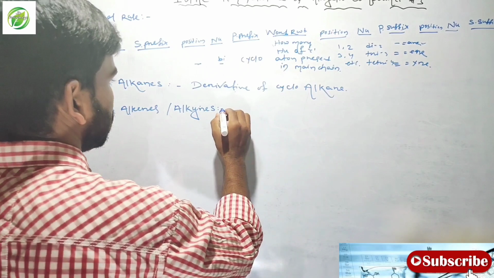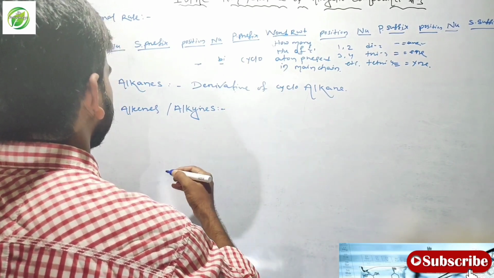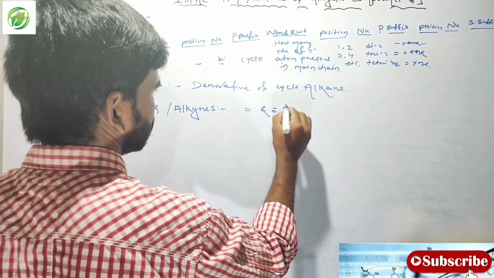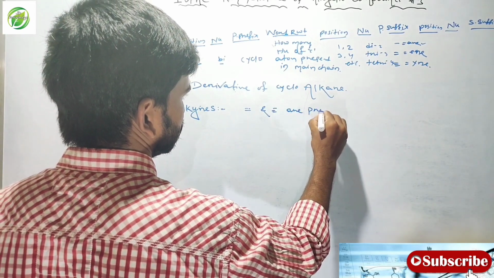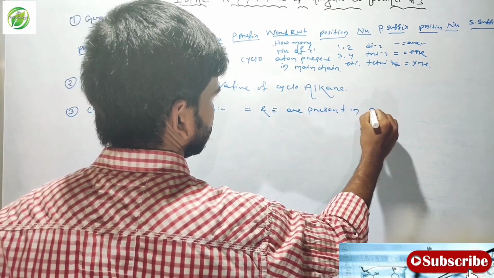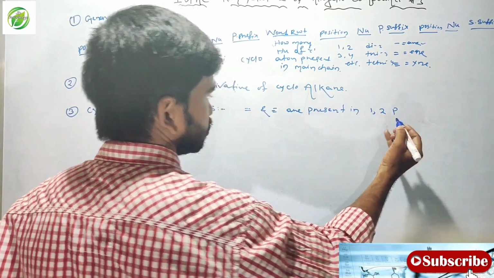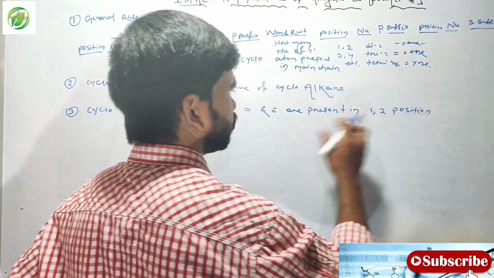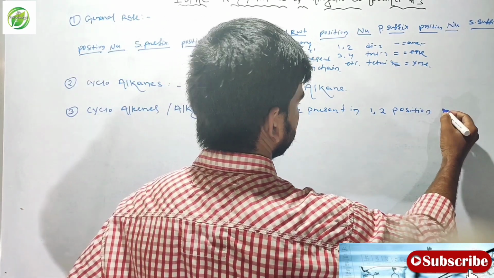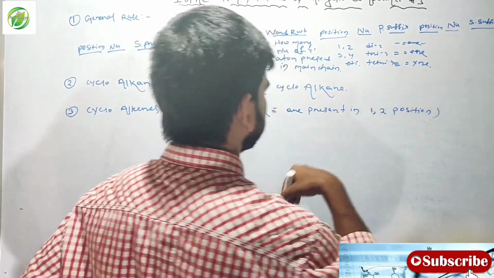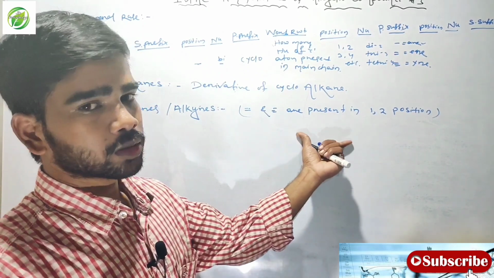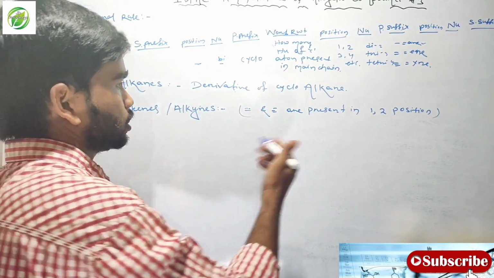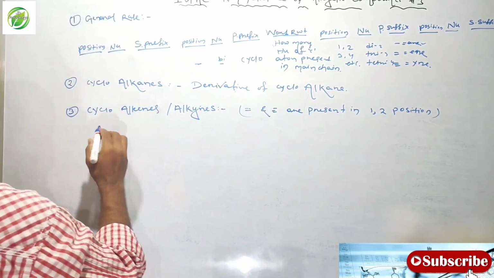Let's try to understand with the help of examples. Double bond and triple bond in the first and second position. Then we follow the direction in which the other substituents or functional groups are present. Let's try to understand with the help of examples.